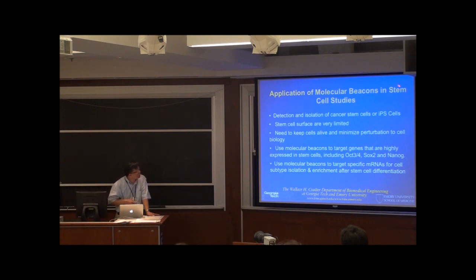So we have been using molecular beacons in stem cell studies. One type of study is to detect and isolate cancer stem cells or iPS cells. For example, if you try to convert skin cells into iPS cells, very often the efficiency is very low. I heard it's less than 0.01%. That means you have a lot of cells, but very few of them are really iPS cells, and you can use beacons to detect them.